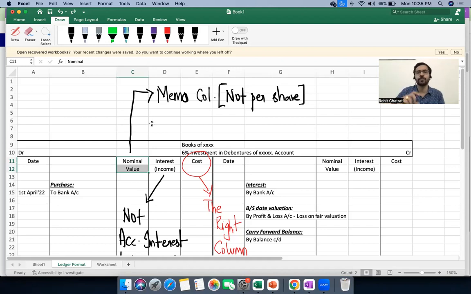It's additional information. Whenever you find something as memorandum items or memorandum, it's basically trying to say that this is not a real part of your books of accounts. It's like additional information. So let us say I purchase 1,000 equity shares.